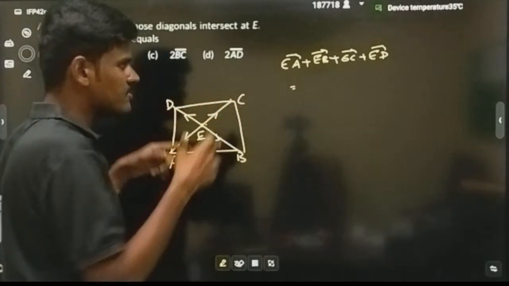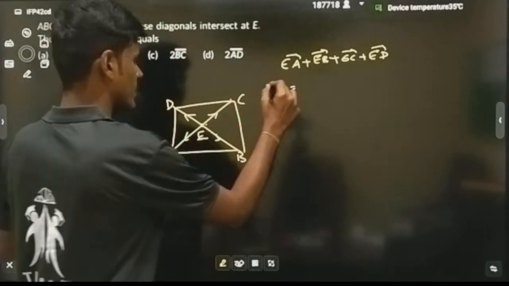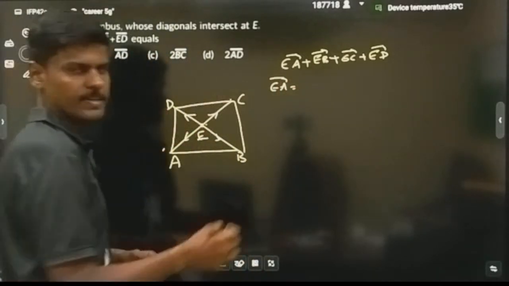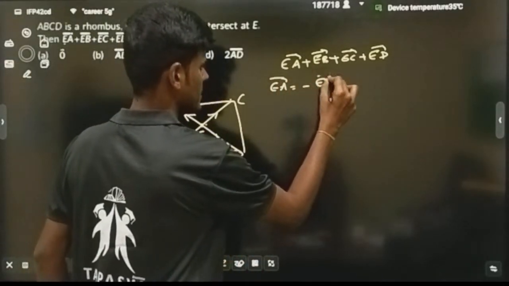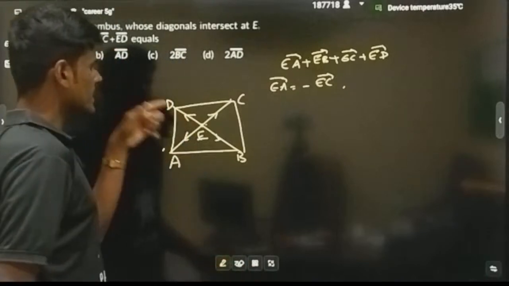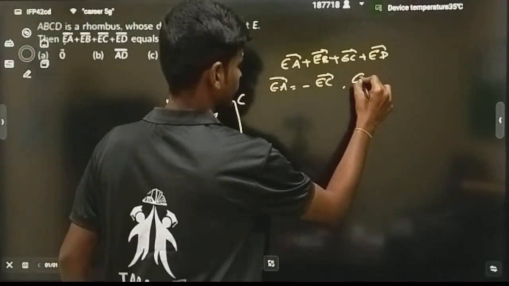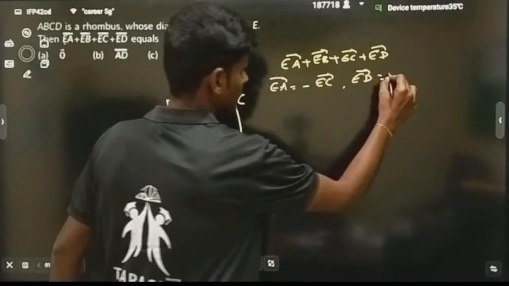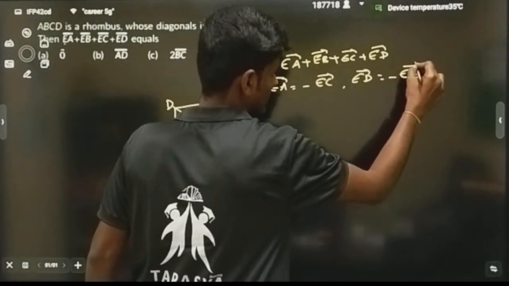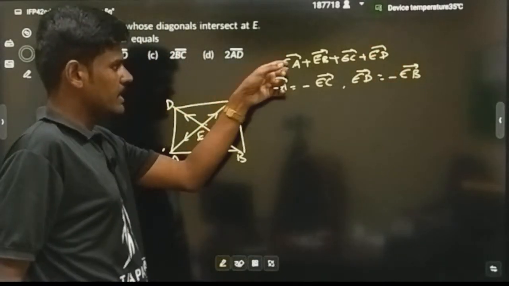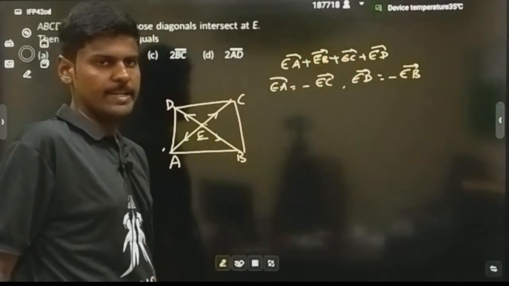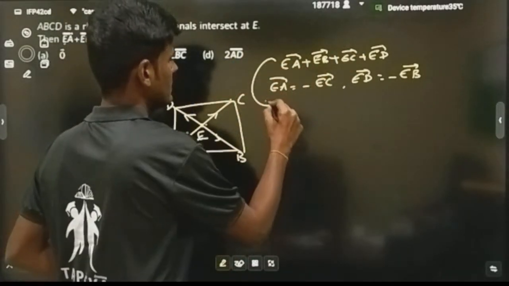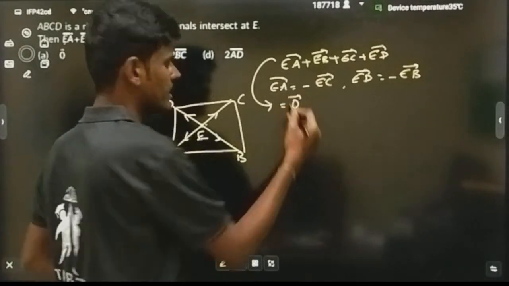So when we add all these values, what will we get? EA vector is nothing but minus of EC vector. Similarly, ED vector will be minus of EB vector. Now when we add all these, EA, that is minus EC, plus EC will get cancelled, minus EB plus EB will get cancelled. So what is the answer? This answer is 0 vector.